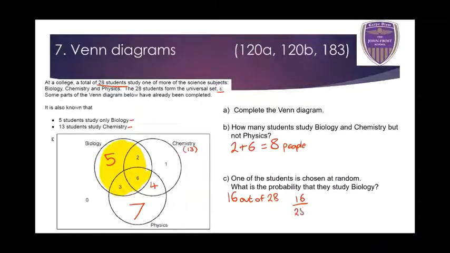Turn that into a fraction, 16 over 28. You can simplify that to 4 over 7. And as a decimal, that is 0.57 to 2 decimal places. Okay, job done. So well done if you got those right. And let's have a look at the last question of the module now.